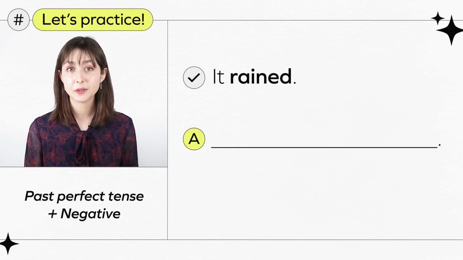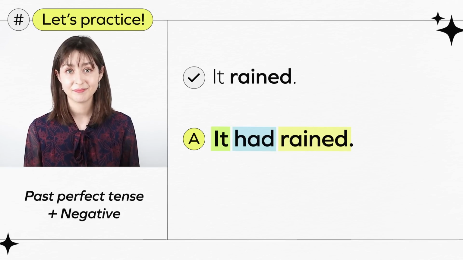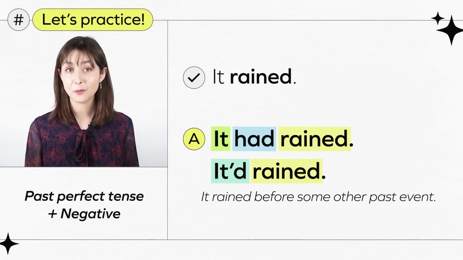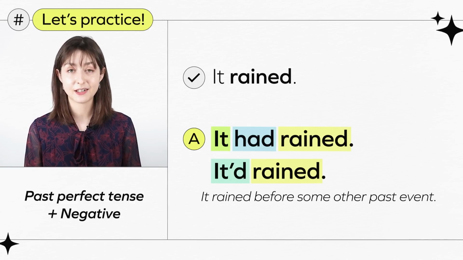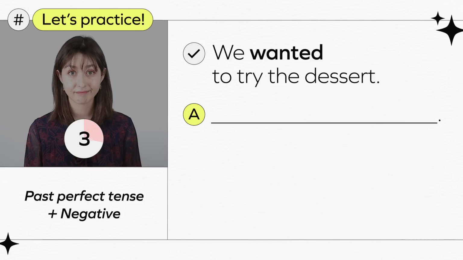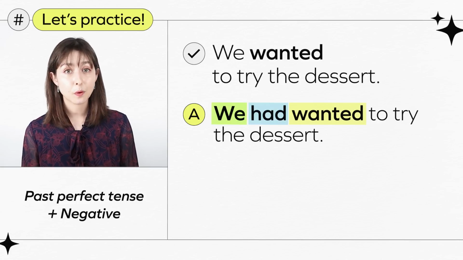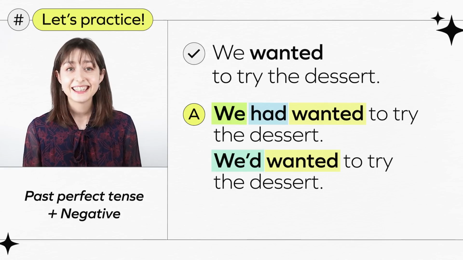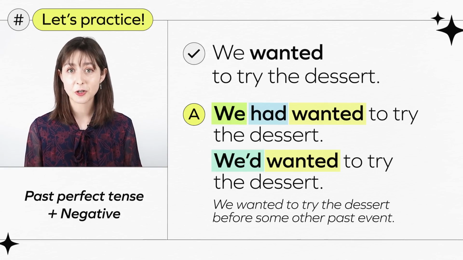The past participle is also rained. It had rained. This means it rained before some other past event. We wanted to try the dessert. We had wanted to try the dessert. We'd wanted to try the dessert. That means we wanted to try the dessert before some other past event.